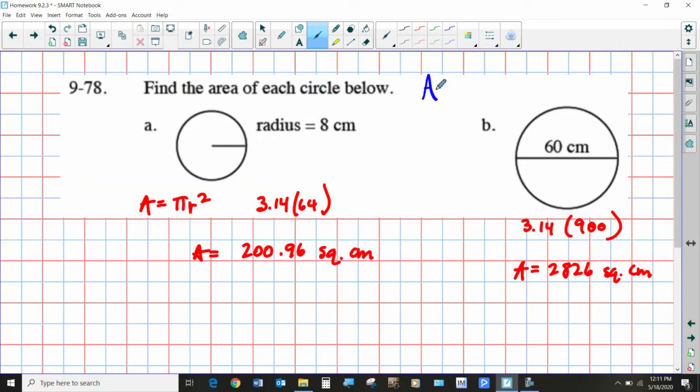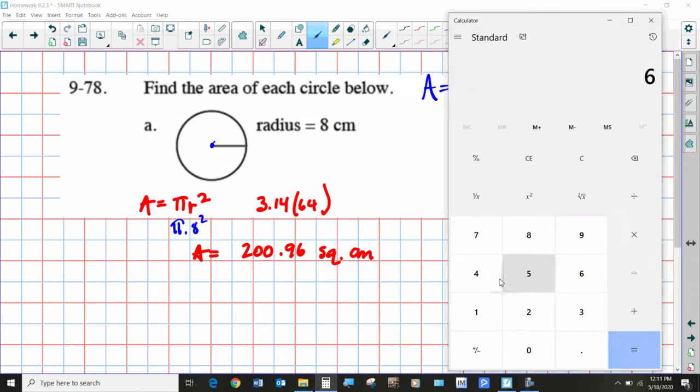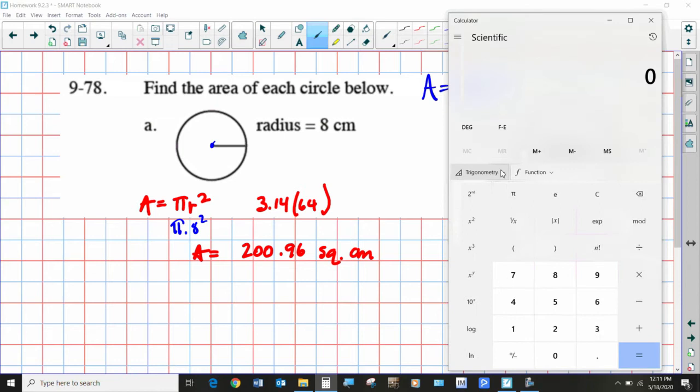Find the area of each circle below. Okay, so the area formula is pi r squared. And in this case, we know what the radius is, so we're just going to take pi and multiply it times whatever 8 squared is, and that ends up being 64. So 64 times pi is 200.96. Now that's the pi where you round it off to 3.14. If you had taken 64 and then, oh, that's not the right calculator. Let me get the right calculator that has the pi button.